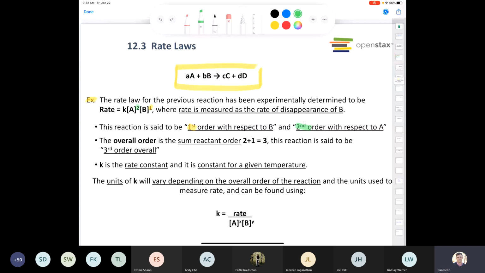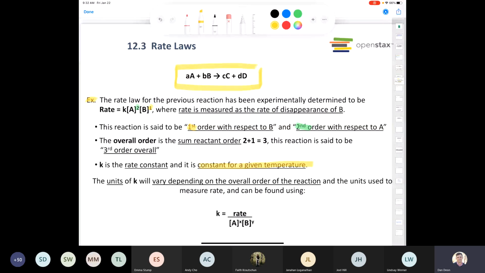Now, the rate constant is constant for a given temperature. It's important that you always keep in mind that the rate constant k, small k, can change. It will change with temperature. Something else you might be asking is, what would the units of k be? Well, the units of k are going to depend, won't they?